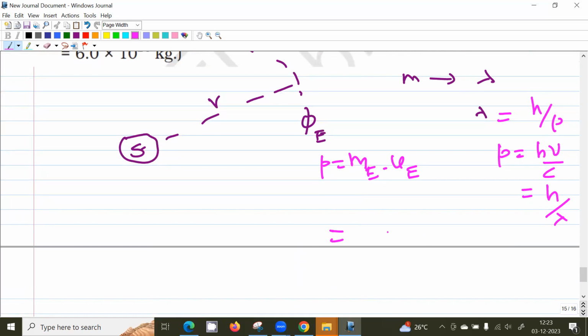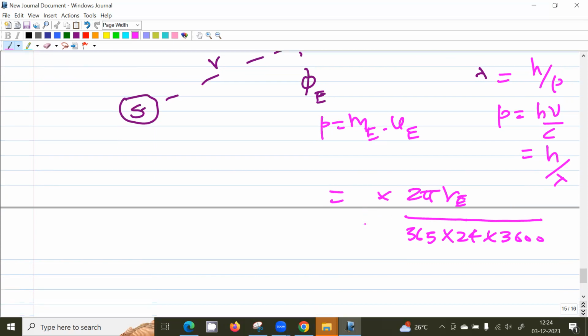Mass of this is a constant that's given. Velocity of the earth is 2 pi r, the radius of the earth's orbit, divided by the time period, which is 365 days. This is the earth going around the sun. To convert into SI units, 1 day is 24 hours and 1 hour is 3600 seconds. So this is the time period in seconds. This RE is the distance of the earth from the sun. Those things are known. So from this, I know the momentum.